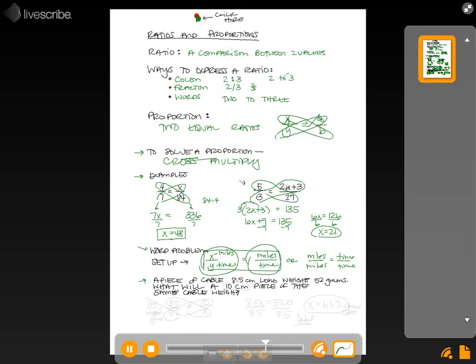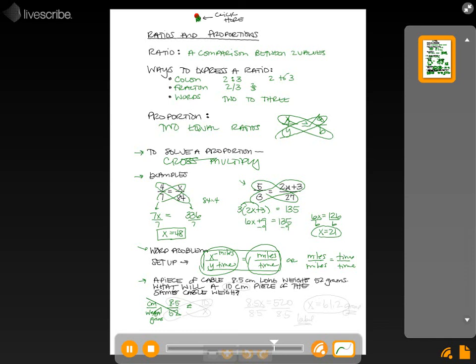It says a piece of cable 8.5 centimeters long weighs 52 grams. What will a 10 centimeter piece of the same cable weigh? So we're going to start by putting the 8.5 over the 52. Now this is important because this is what I was talking about earlier. We've put the centimeters over the weight, over the grams in this case. Now when we set up our other proportion, we need to make sure that the centimeters stay on top and then the grams would go on the bottom.